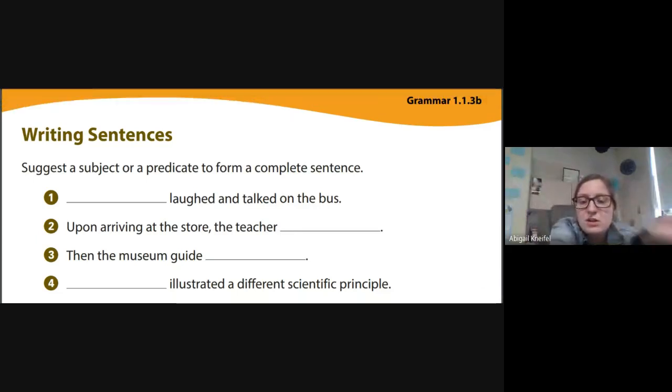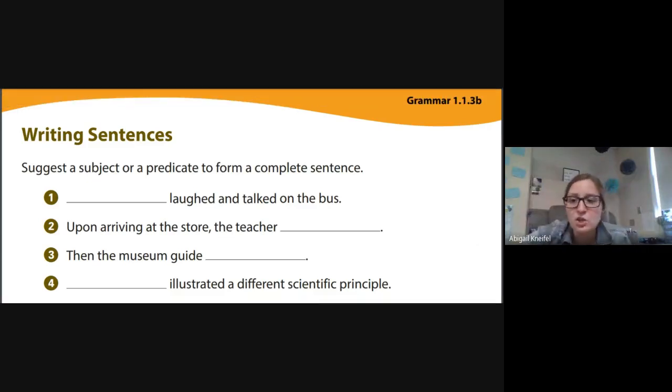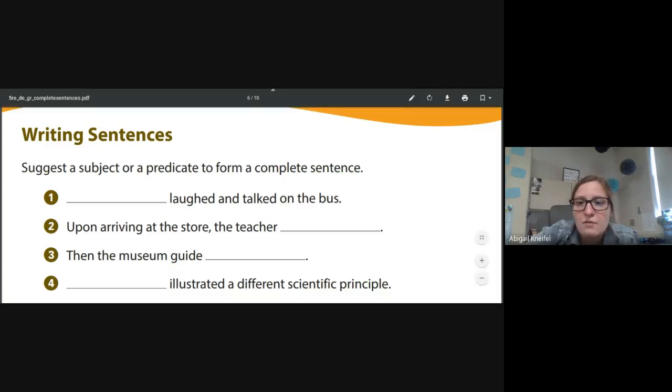Next one. Upon arriving at the store, the teacher, what? So, the teacher is our subject. We need a predicate. Upon arriving at the store, the teacher did what? Tell me a predicate. What did the teacher do? Mark opened the door. That's a good one because that's what you do when you get to a store, right? Evan, it would have to be past tense. It'd have to be walked. Nolan gasped. Julian fell. Walked in. Made a list.